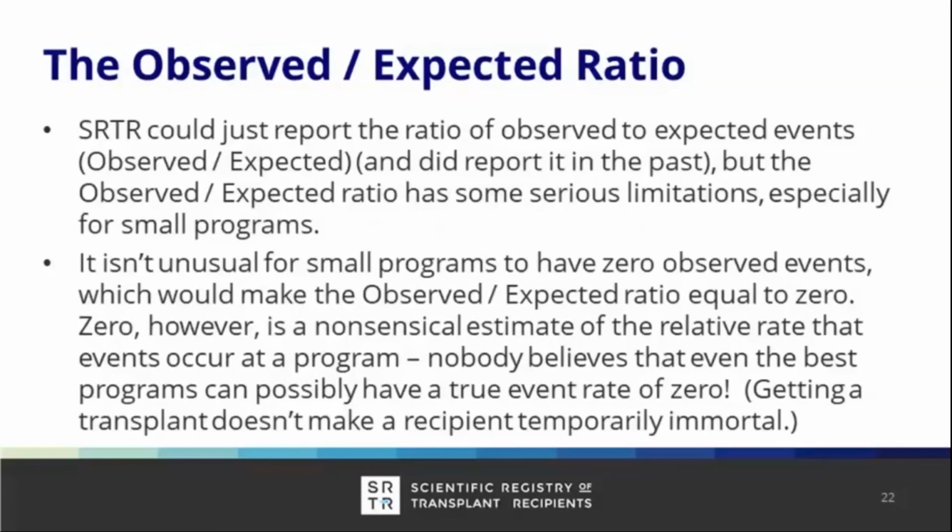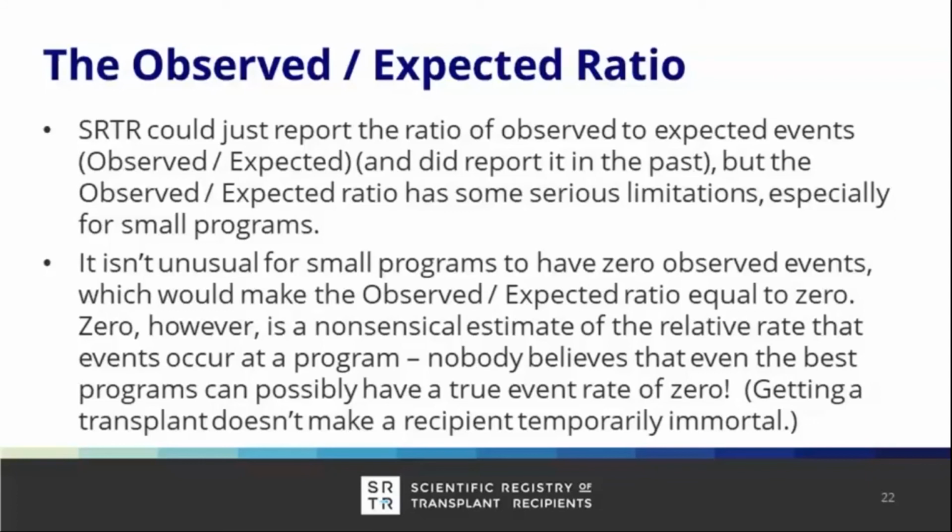Now, the easiest way to look at the observed and the expected might be to look at the observed to expected ratio, that is the observed events divided by the expected events, right? In the past, the SRTR produced this for the PSRs, and it's not a horrible thing to look at, but it has some pretty big weaknesses. The biggest weakness is that small programs often have 0 observed events. They have no graft failures, they have no deaths because they only performed a small number of transplants. And when observed is 0, the observed to expected ratio is 0.